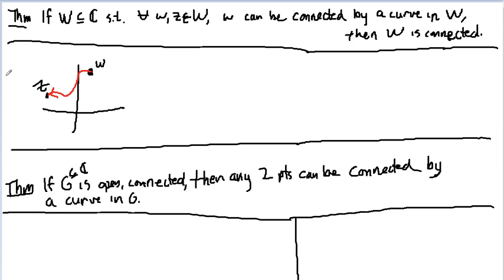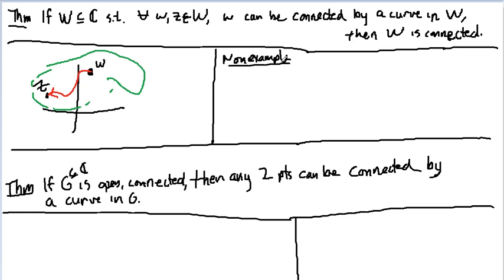In other words, W has to look like, I don't know, something like this. So that would be an example. Here would be a non-example. In other words, I'm going to look at the contrapositive. If W is not connected, then there exist two points that cannot be connected by a curve of W. So here's an example of the contrapositive.